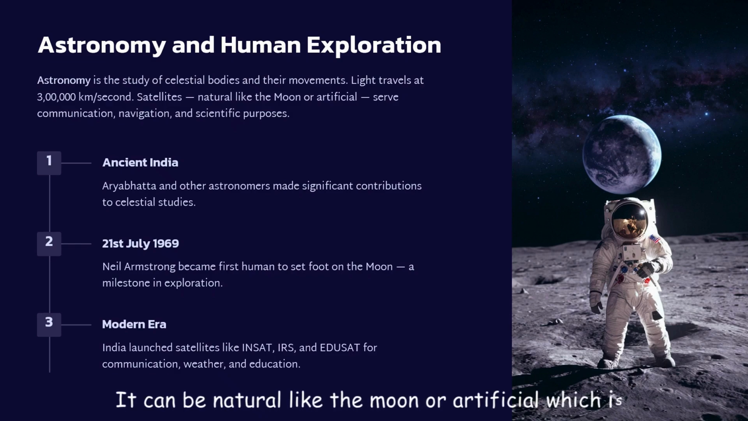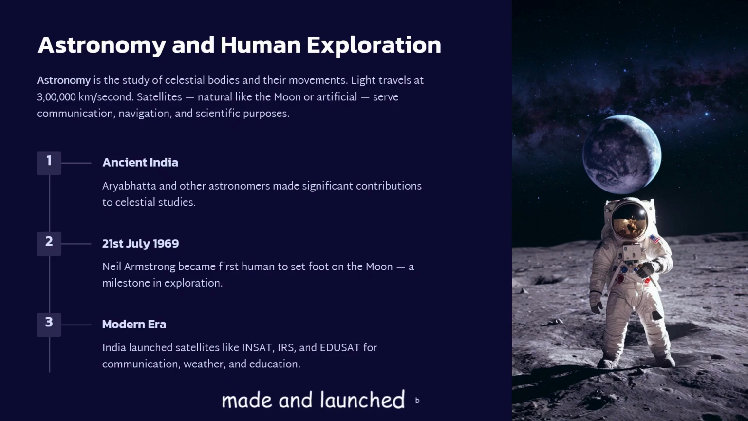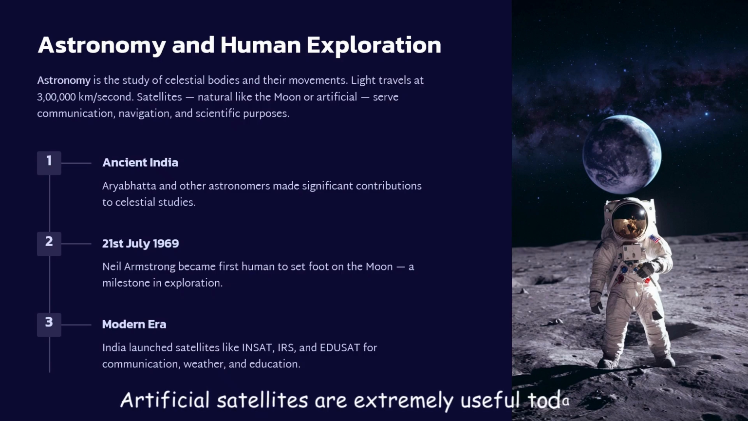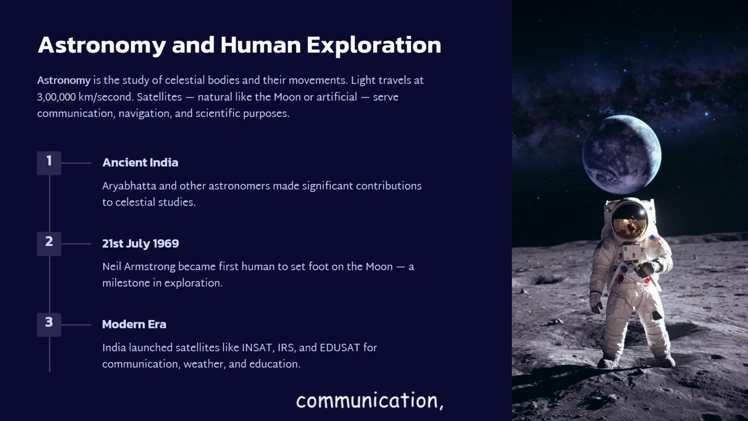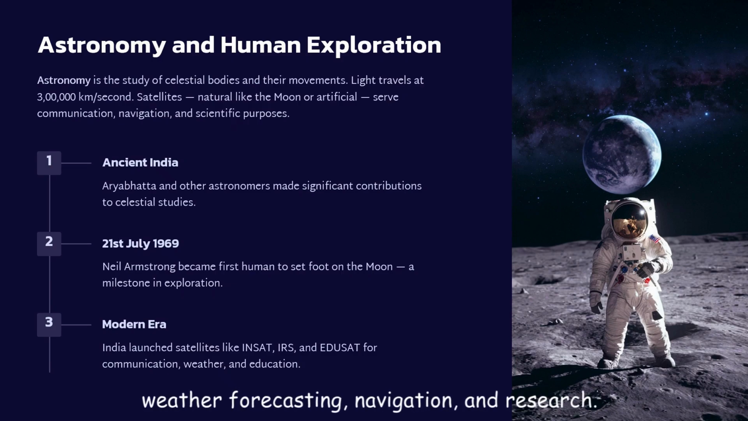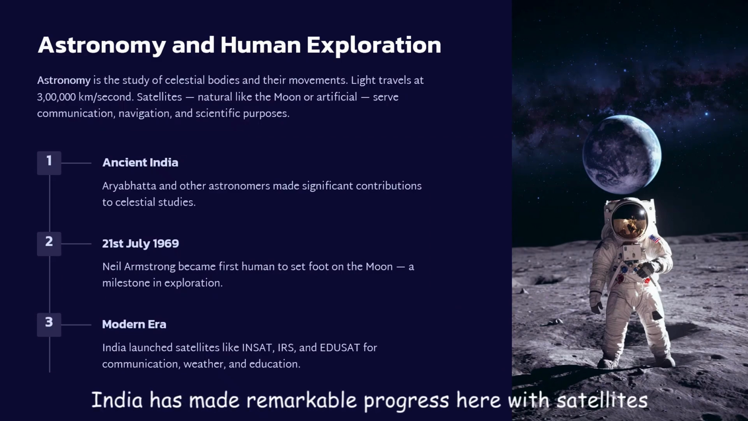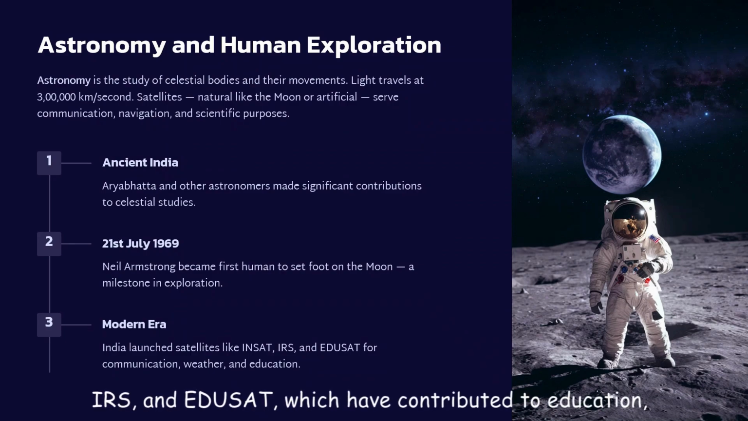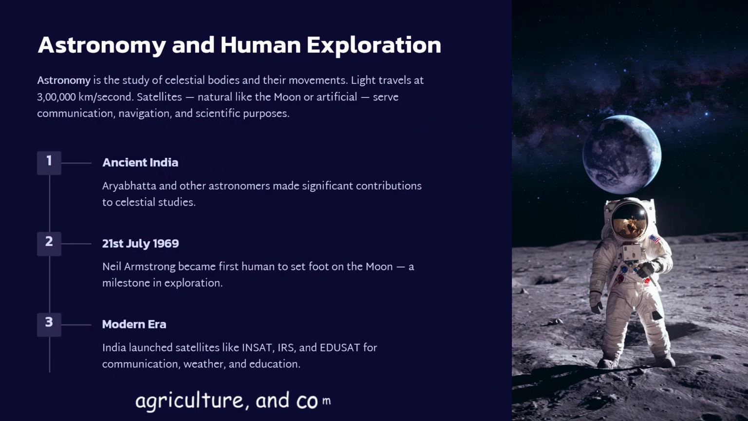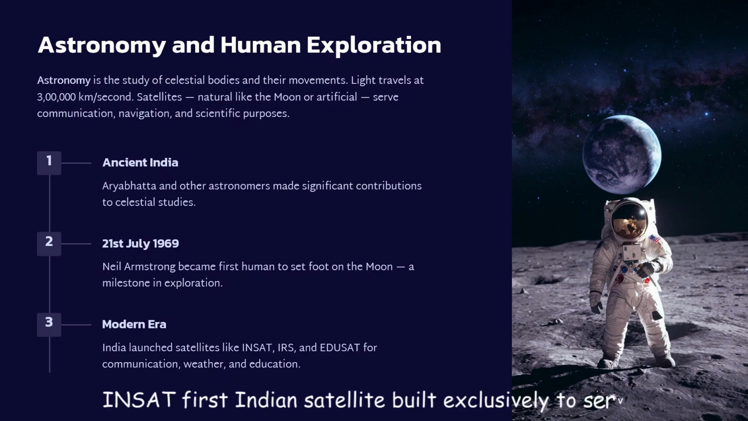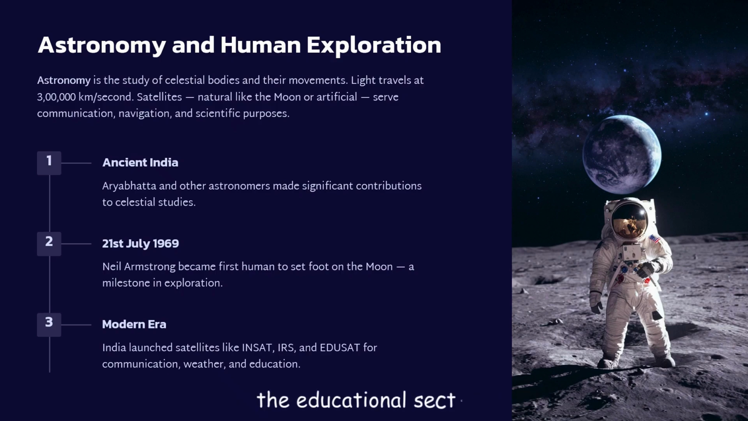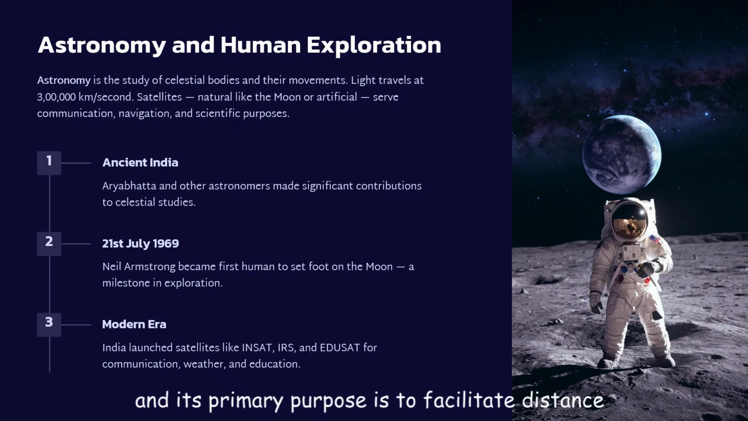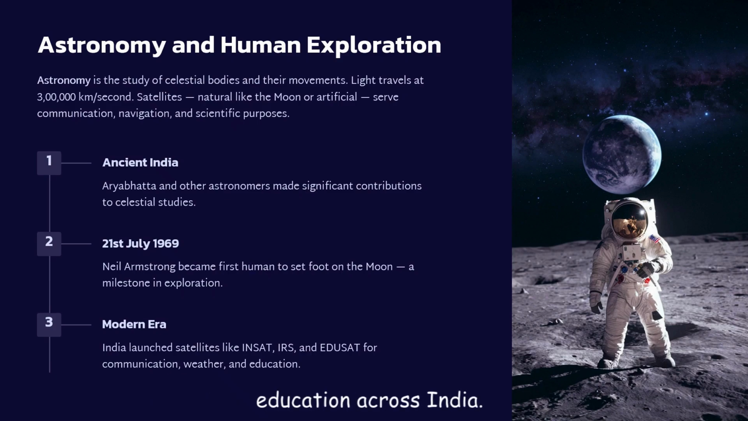It can be natural like the moon or artificial, which is made and launched by humans. Artificial satellites are extremely useful today for communication, weather forecasting, navigation and research. India has made remarkable progress here with satellites like INSAT, IRS and EduSat, which have contributed to education, agriculture and communication etc. Remember, EduSat is the first Indian satellite built exclusively to serve the educational sector and its primary purpose is to facilitate distance education across India.